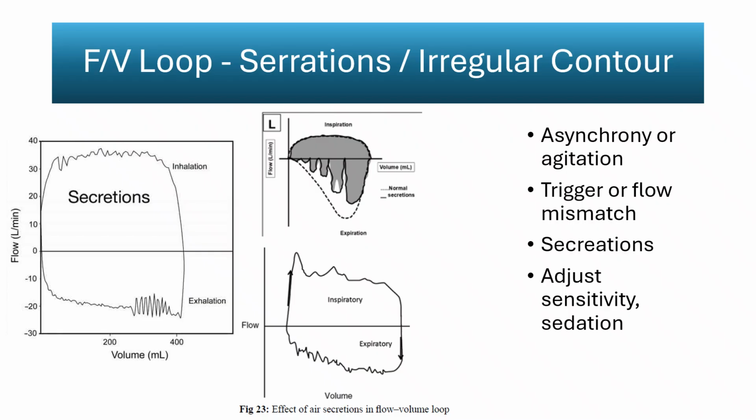Correction depends on the underlying source. Suctioning clears secretions and restores a smooth flow path. Adjusting trigger sensitivity improves synchrony by allowing the ventilator to detect and respond to smaller inspiratory efforts. If agitation or discomfort is driving the irregular contour, addressing the infant's comfort reduces the erratic pressure fluctuations. Once the source of the instability is resolved, the loop returns to its expected smooth, continuous shape.